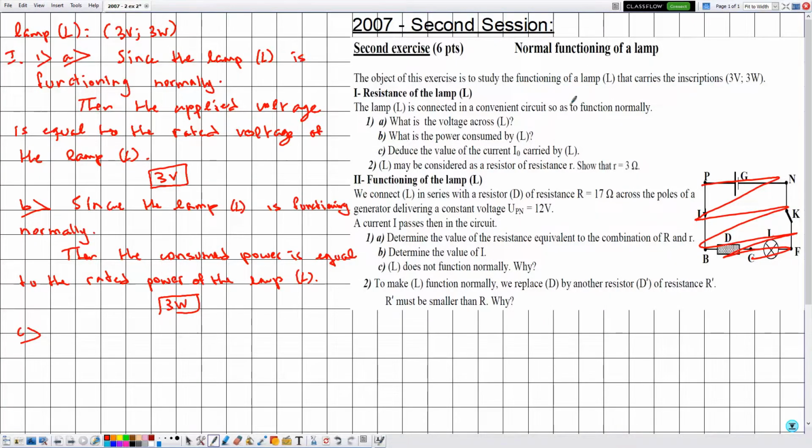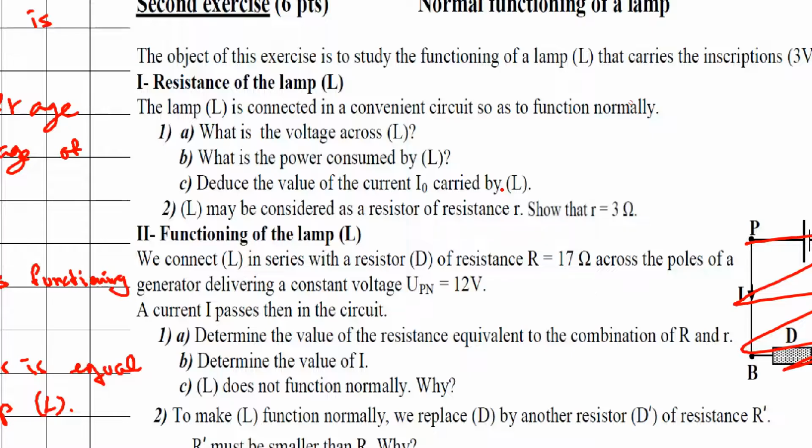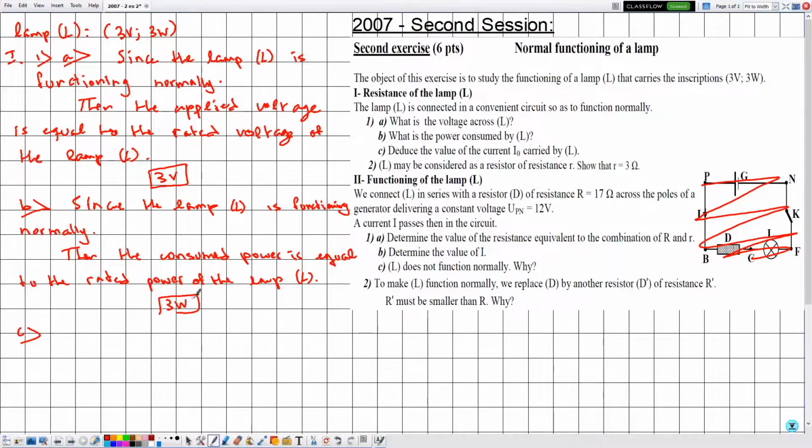Now in part C, they are telling me deduce the value of the current I0 carried by L, and the word deduce means that we need to use the part just previously before. In the previous part, we already talked about the electric power across the lamp L, and we already know the applied voltage across the lamp L. Then we can deduce the value of the electric current using the following formula, P is equal to U multiplied by I.